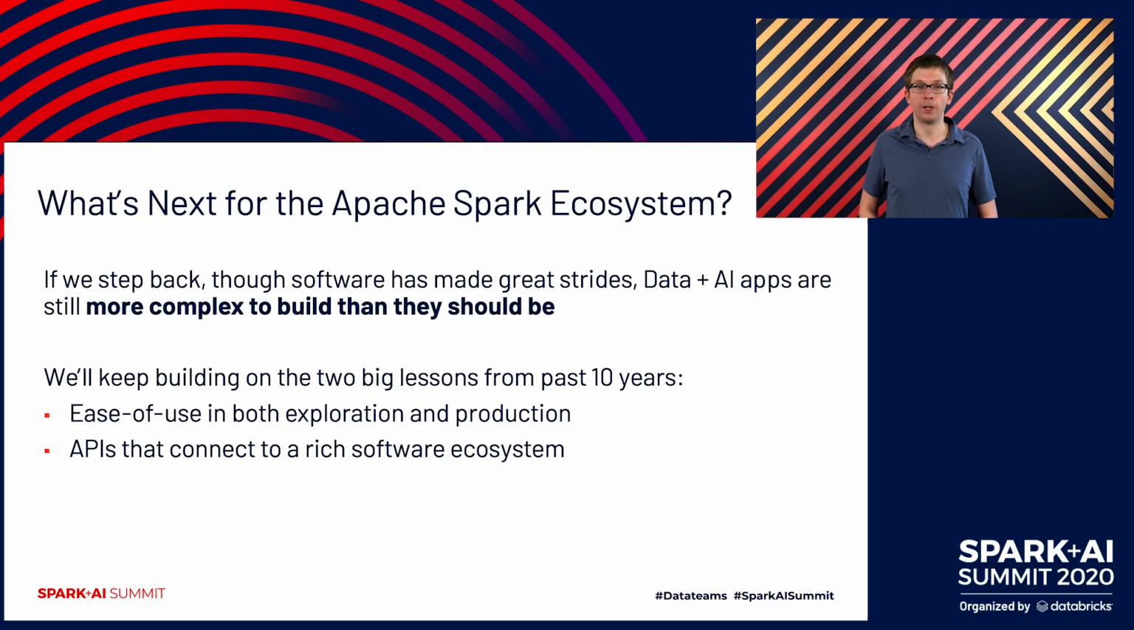Okay, and then the final thing I want to end on today is what's happening next in the Apache Spark ecosystem. If we step back and look at the state of data and AI software today, it's obviously made great strides over the past 10 years, but we still think that data and AI applications are just more complex to develop than they should be. And we think that we can make that quite a bit easier, and we have a lot of ongoing efforts in open source Apache Spark to do this, building on these two lessons, ease of use in exploration and production, and APIs that connect with the standard broad software ecosystem.